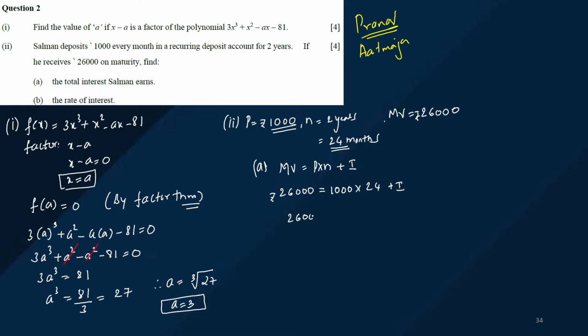So now 26,000 minus 24,000 is equal to interest. So 2,000 rupees, which is 26,000 minus 24,000, is nothing but the interest you are getting.